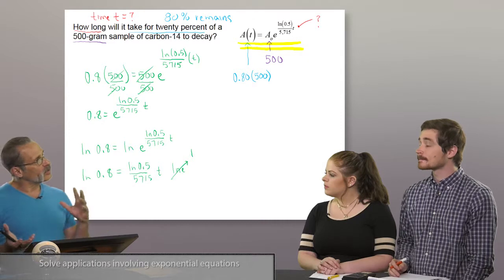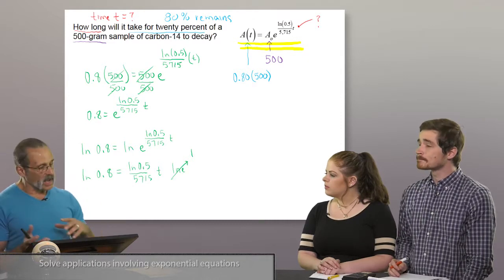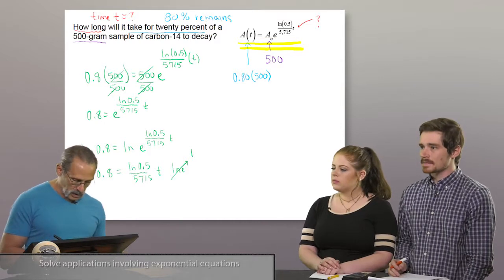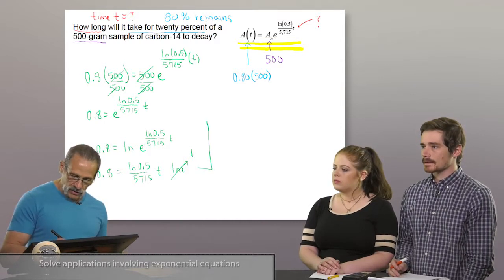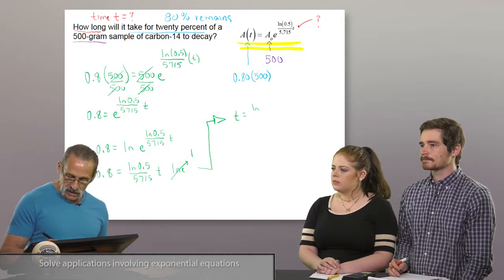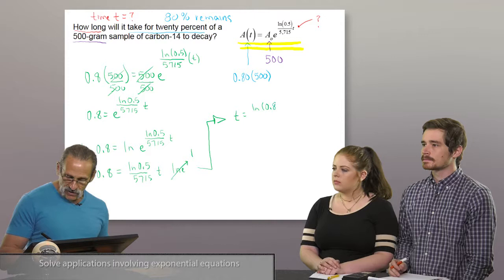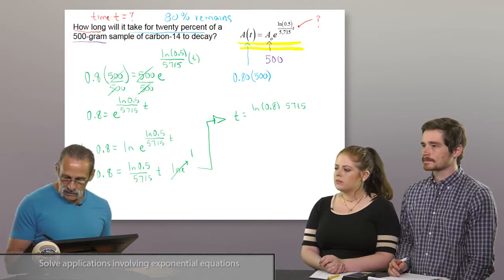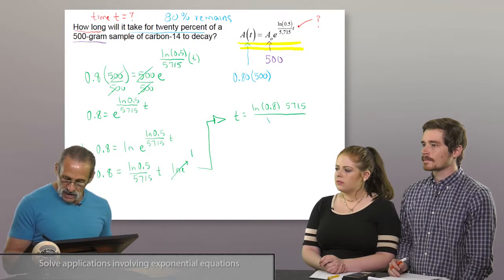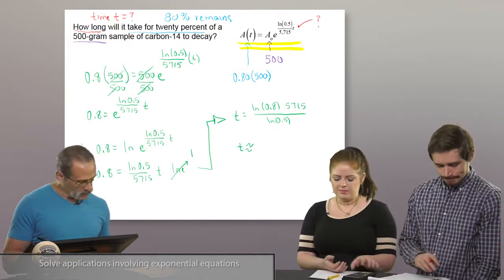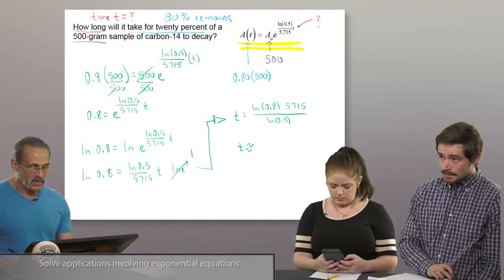All we have to do to find t is divide by its coefficient, which means we're basically just inverting and multiplying. Absolutely. So t is equal to the natural log of 0.8 multiplied by 5,715 all over the natural log of 0.5, just what we thought when we first looked at it, probably. So enter that into your calculator and tell me to the nearest year what that would be.